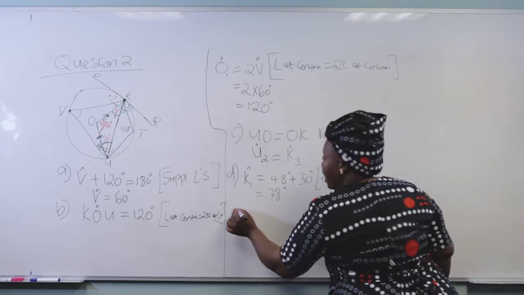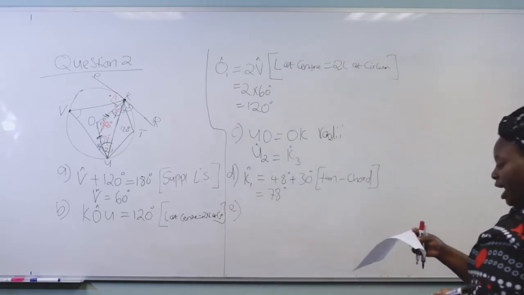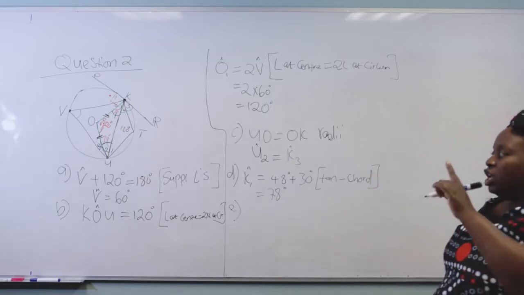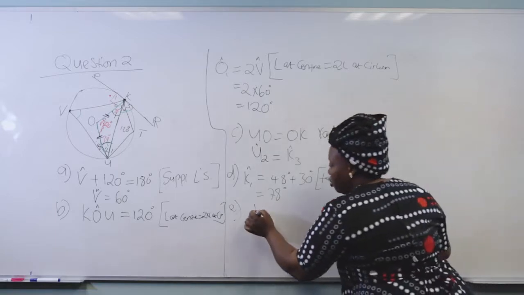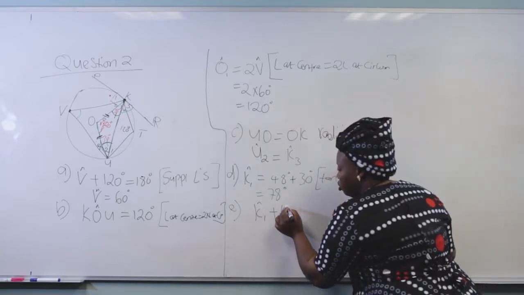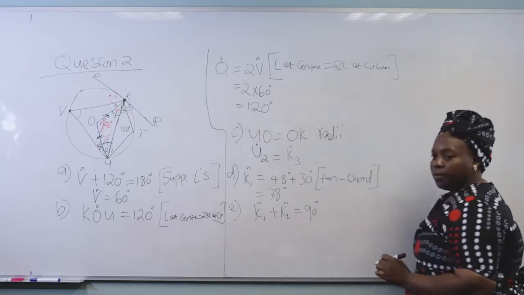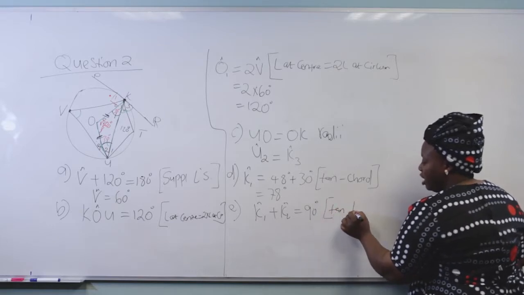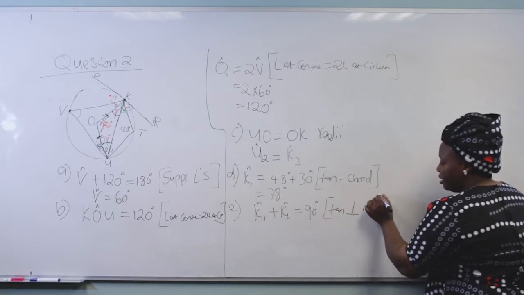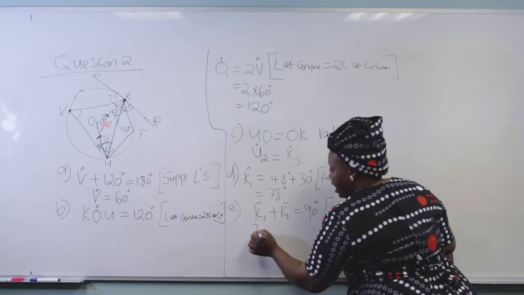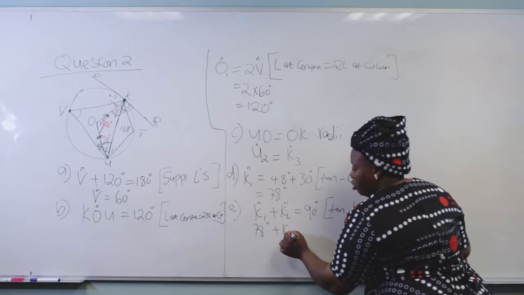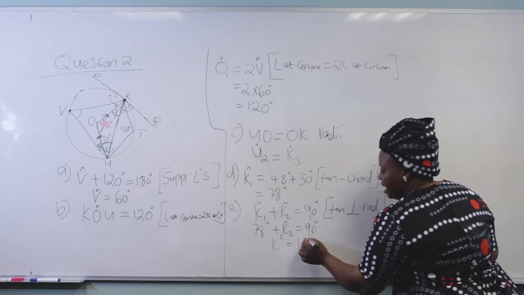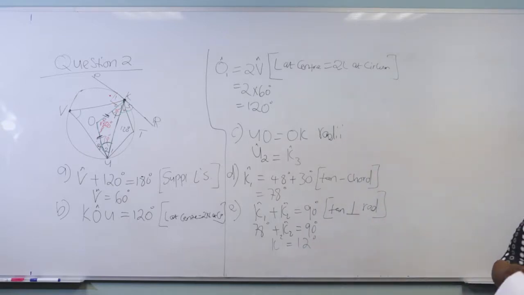And they come and ask why K2 is equal to 12. Remember K2, folks, is within the 90. So K1 plus K2 is equal to 90 degrees to start with. This is because the tangent is perpendicular to the radius in this case. So K1 is 78, we just found it, plus what we are looking for is K2. To find K2, we say 90 minus 78, for which we get 12 degrees.